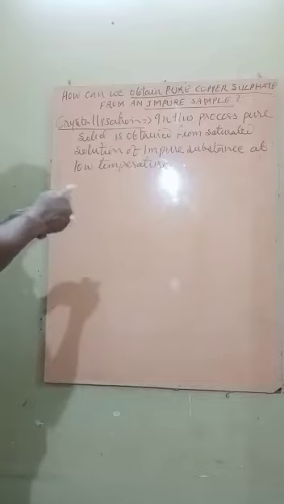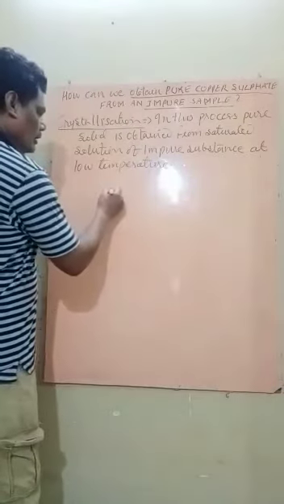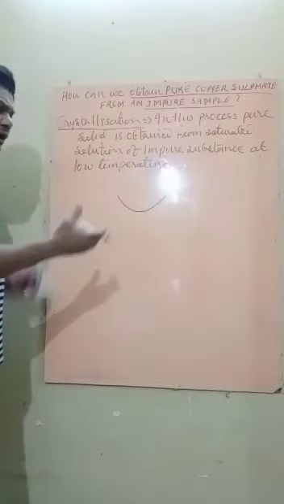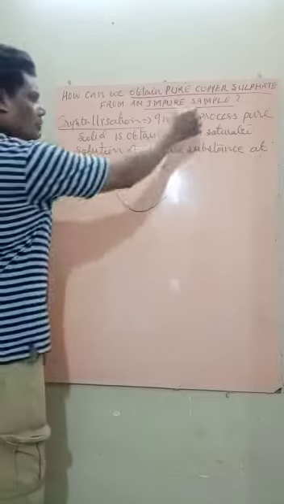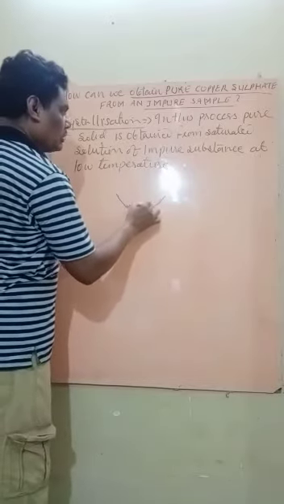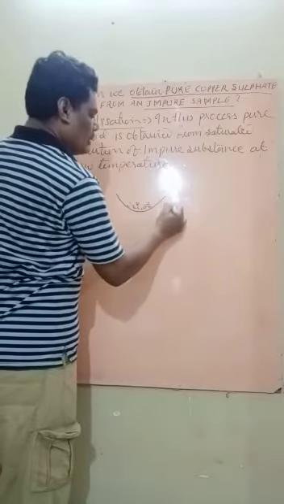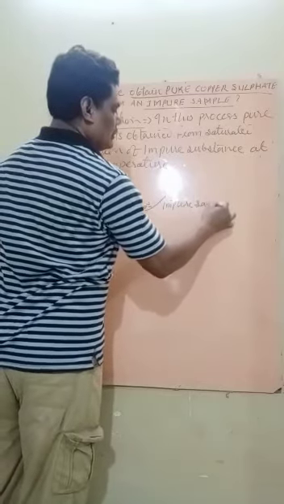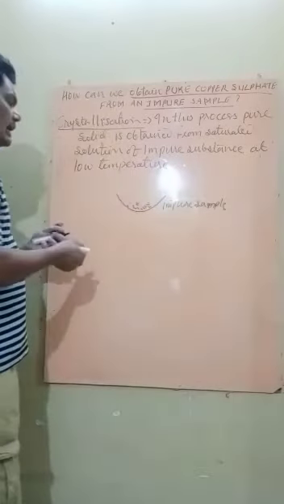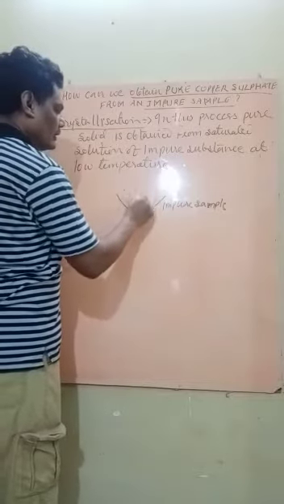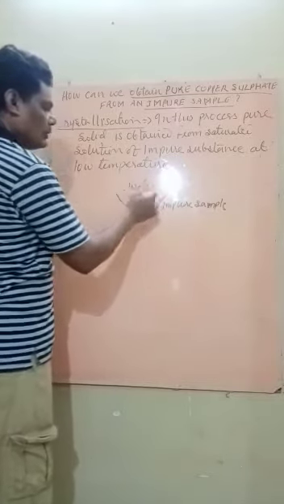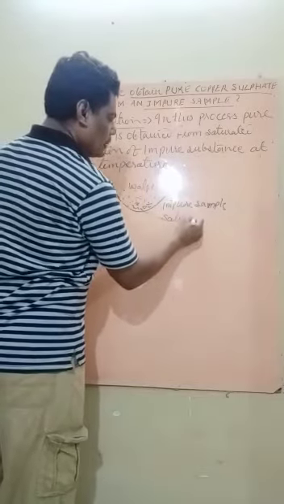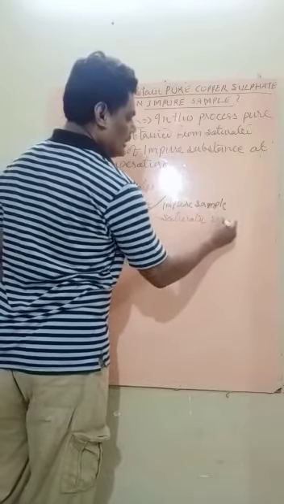So what we have to do, we have to use a pot like that, you can call it a China dish or a big pot. In this big pot, the impure sample is filled, and then a little amount of water is added to it. Then the whole mixture is stirred properly so that a saturated solution will form.